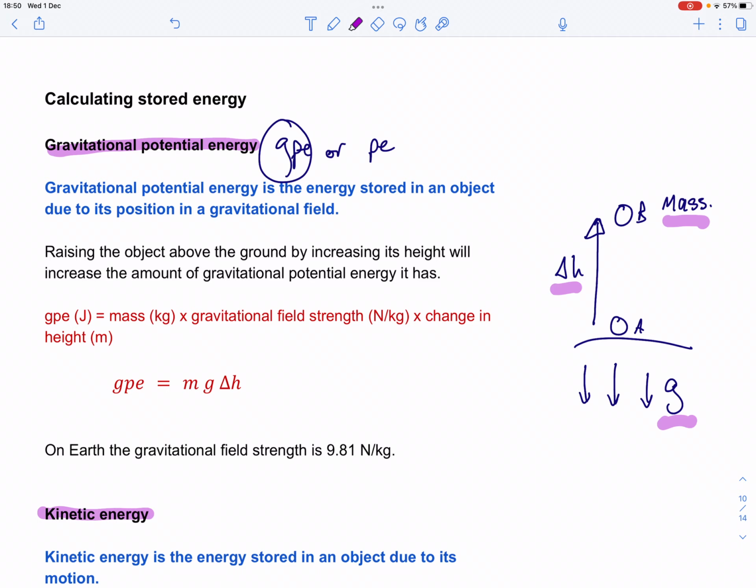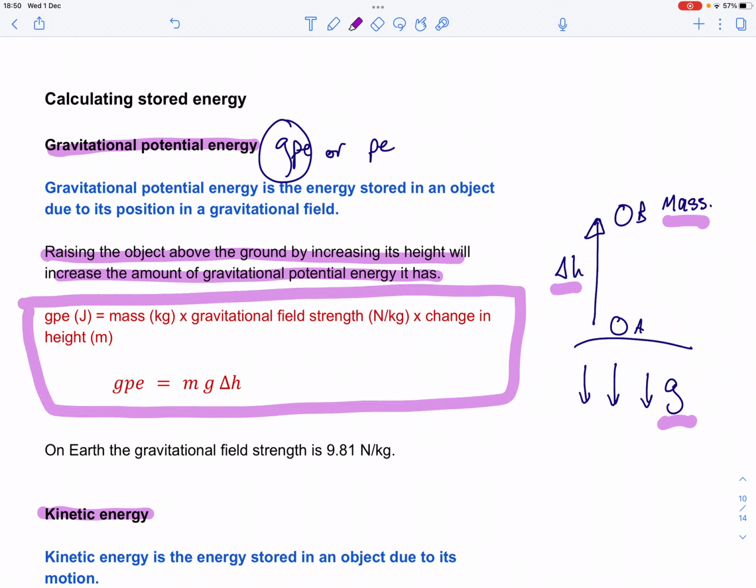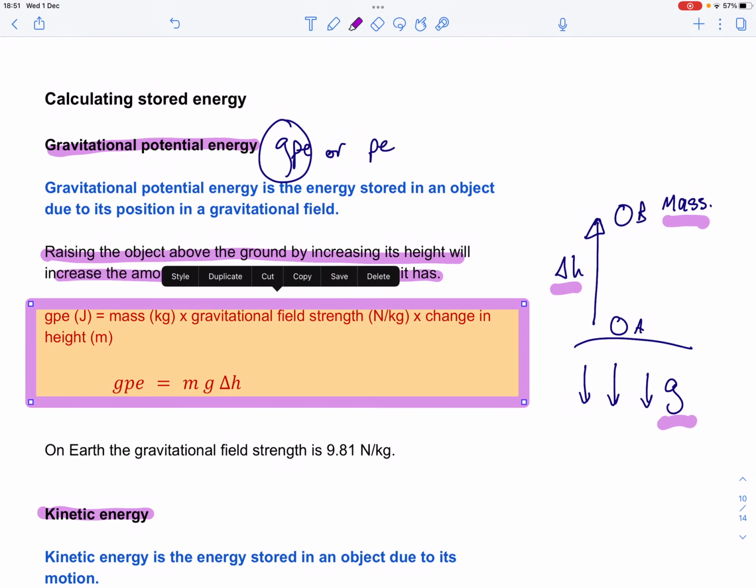So raising the object above the ground by increasing its height will increase the amount of gravitational potential energy it has. And those three factors will all be multiplied together in order to give you the equation that allows you to calculate gravitational potential energy. And there it is. So we have the gravitational potential energy in joules, all energies are in joules, equal to the mass in kilograms times the gravitational field strength, the strength of gravity, in newtons per kilogram, multiplied by the change in height, how much you raise it up by, or even lower it, and that would obviously result in a loss of gravitational potential energy. So these changes in height from, in this case, point A to point B, result in changes in gravitational potential energy. Technically, this equation allows you to calculate a change in gravitational potential energy between two points in height.